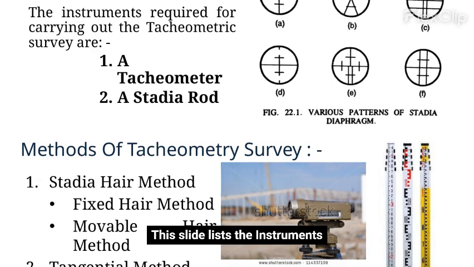This slide lists the instruments required for carrying out tachyometric survey: a tachyometer and a stadia rod. It also lists methods of tachyometry survey: stadia hair method, fixed hair method and movable hair method, and tangential method.